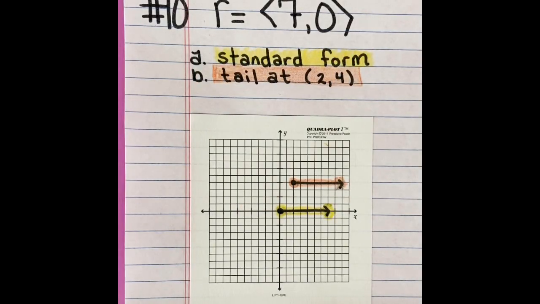To graph a vector, you want to start at a point, and the number in front tells you how much to move right or left, and the second number tells you how much to move up or down. If you're going to graph in standard form, the initial point, known as the tail, must be at the origin, and then we will move right 7, up 0. At this location, put an arrow, which is the head, and connect the tail to the head, and we've graphed vector R in standard form.